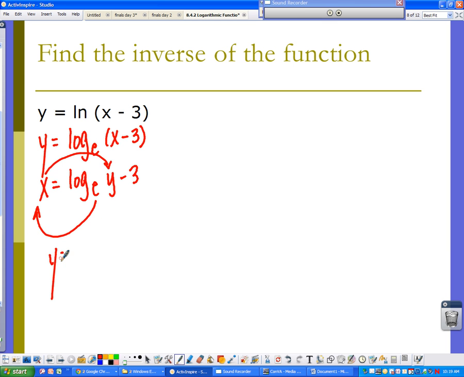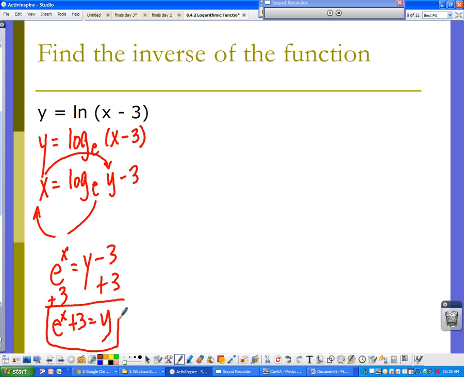So y equals, oops, let me back up a second. I already switched the x and the y. E to the x equals y minus 3. And this time to get the y by itself, I'm just going to add 3. So e to the x plus 3 equals y. And you're done. Okay. All right.